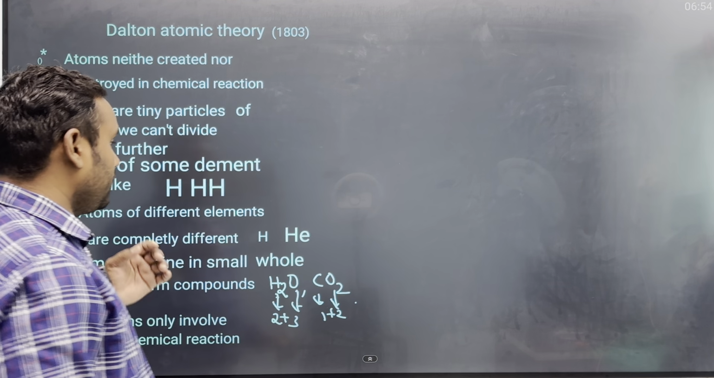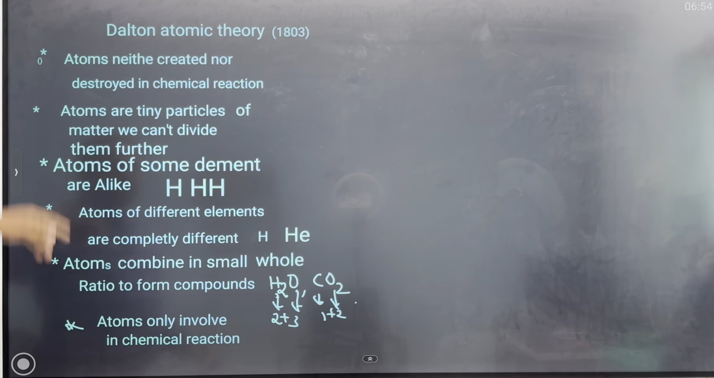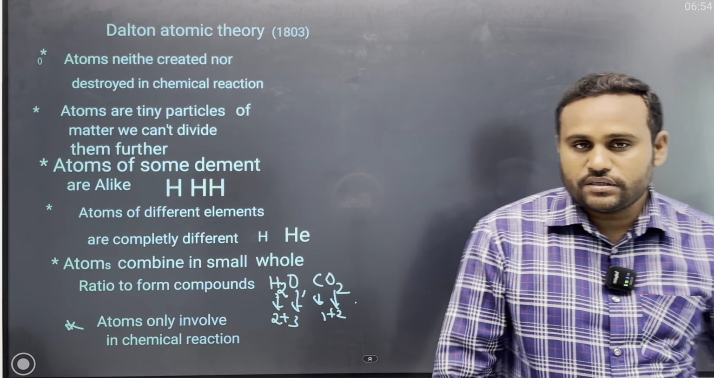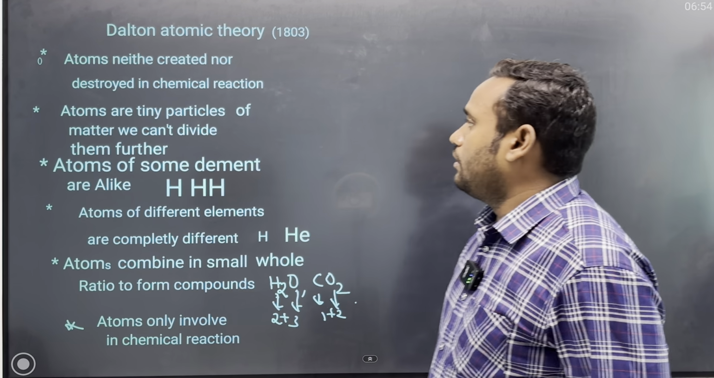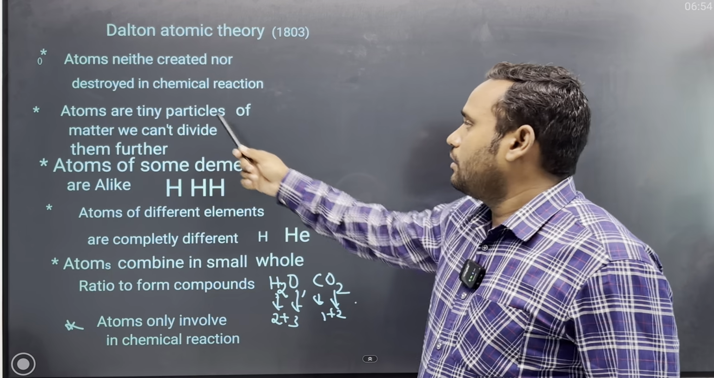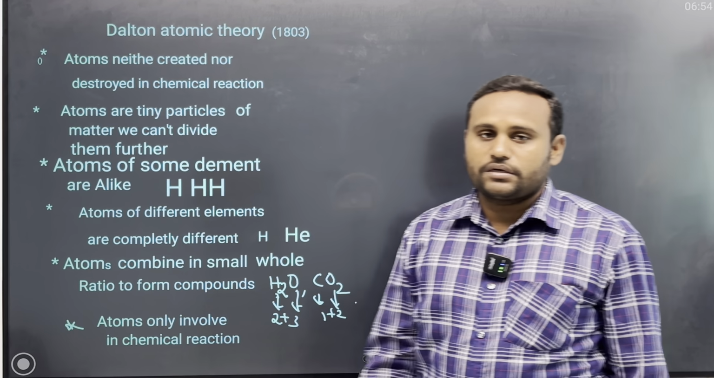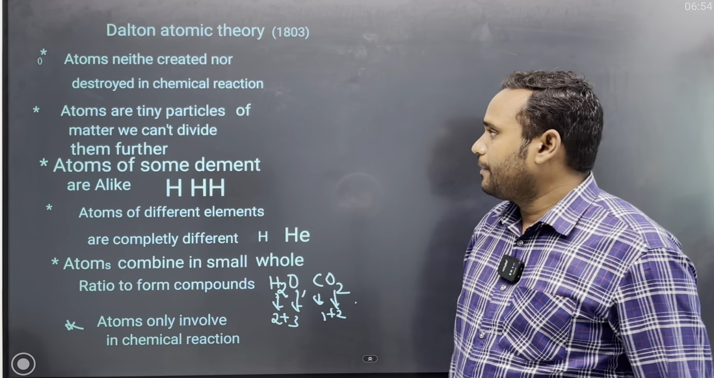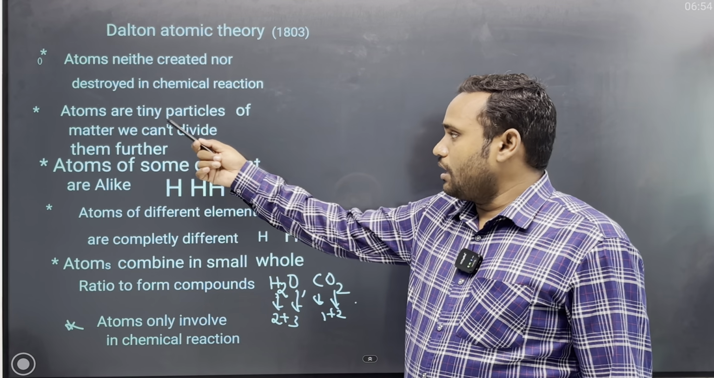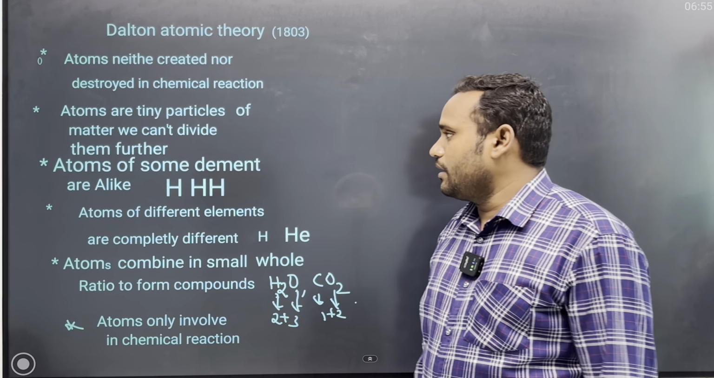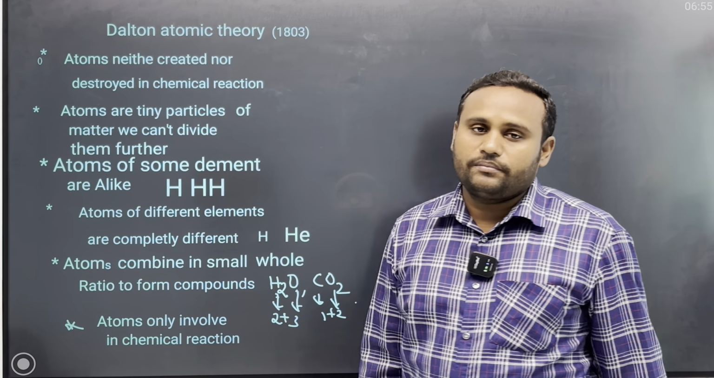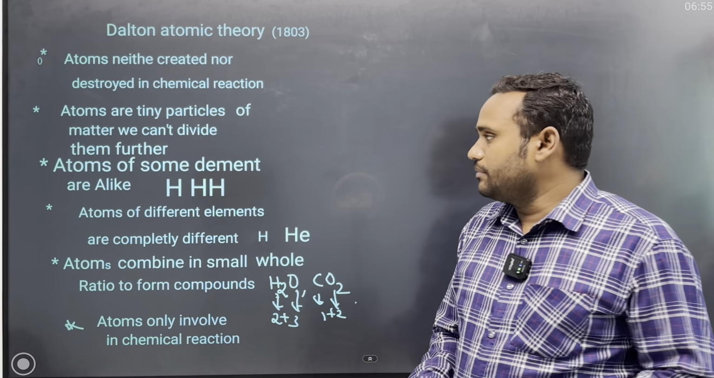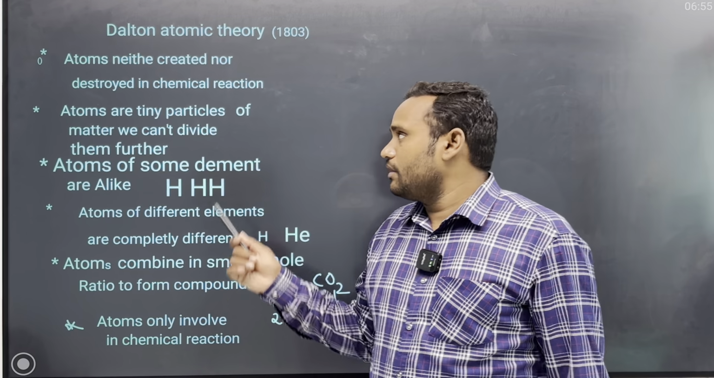Okay, in chemical reaction. So this is about John Dalton's atomic theory. Once again, revise: what is John Dalton's atomic theory? Atoms are neither created nor destroyed in a chemical reaction, meaning conservation of atoms is telling. Next, atoms are tiny particles of matter, we cannot divide them further, meaning it is impossible to divide the atom, they are fundamental particles of matter.